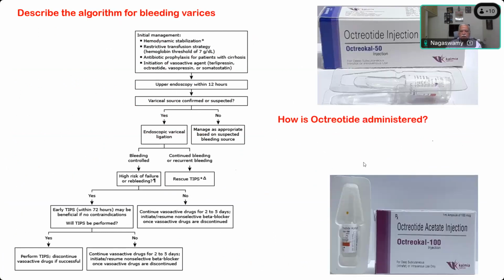This is just a picture of octreotide, how it is administered. You have two preparations. One is octreotide 100 micrograms, another is octreotide 50 micrograms in 1 ml. How do you administer that? Any of you given this? In the infusion form. So it is IV bolus 50 microgram followed by 25 to 50 microgram per hour infusion for 5 days. That is the treatment for that.